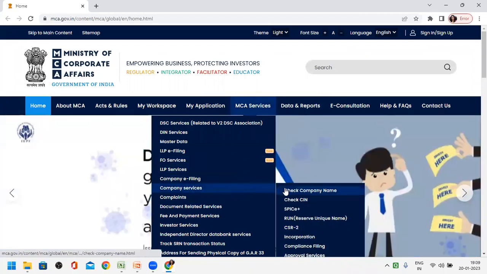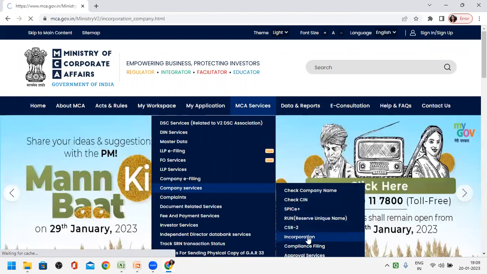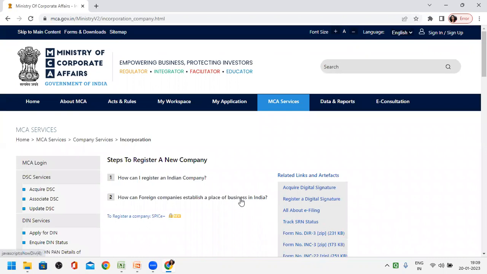If you go to company services, go here, incorporation. So the information related to the incorporation of a company is all there. We get a lot of information on this website if you visit it. Okay. See, steps to register a new company. If you wish to register a new company under the Companies Act 2013.